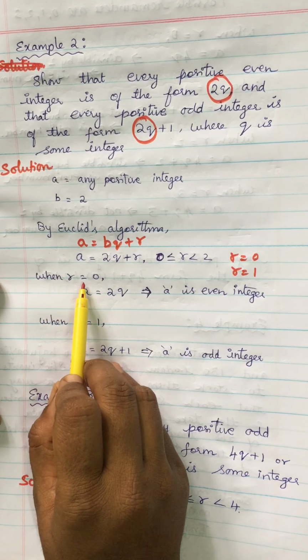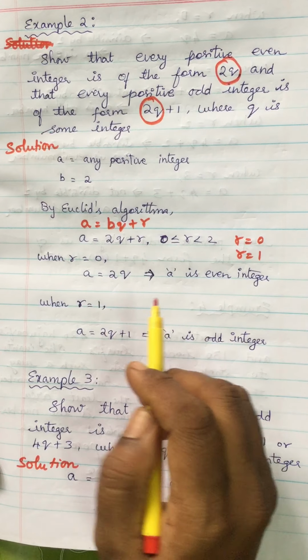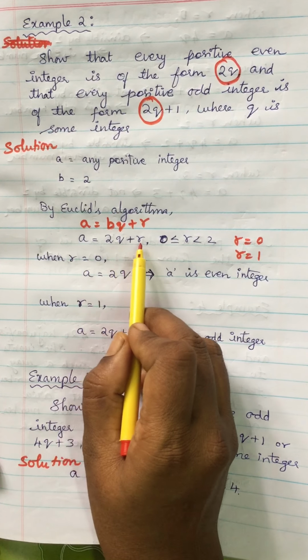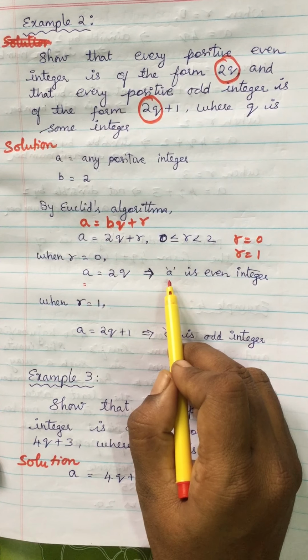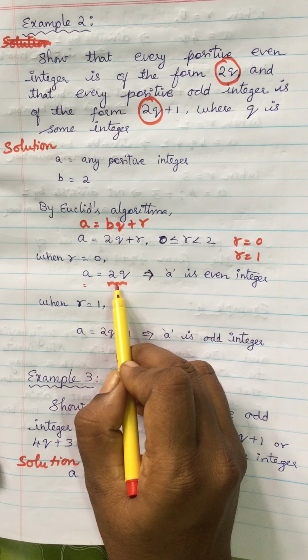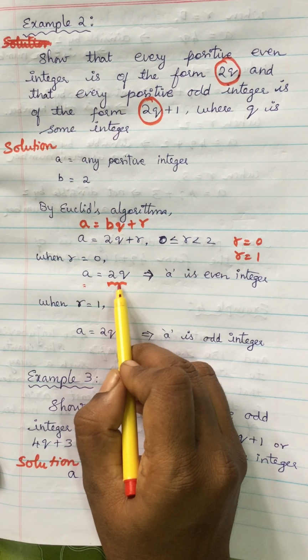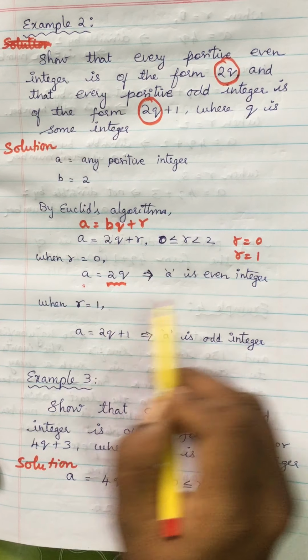So when you substitute r equal to 0 in this equation, you will get a is equal to 2q, which implies that since this term is divisible by 2, a is an even integer, right?